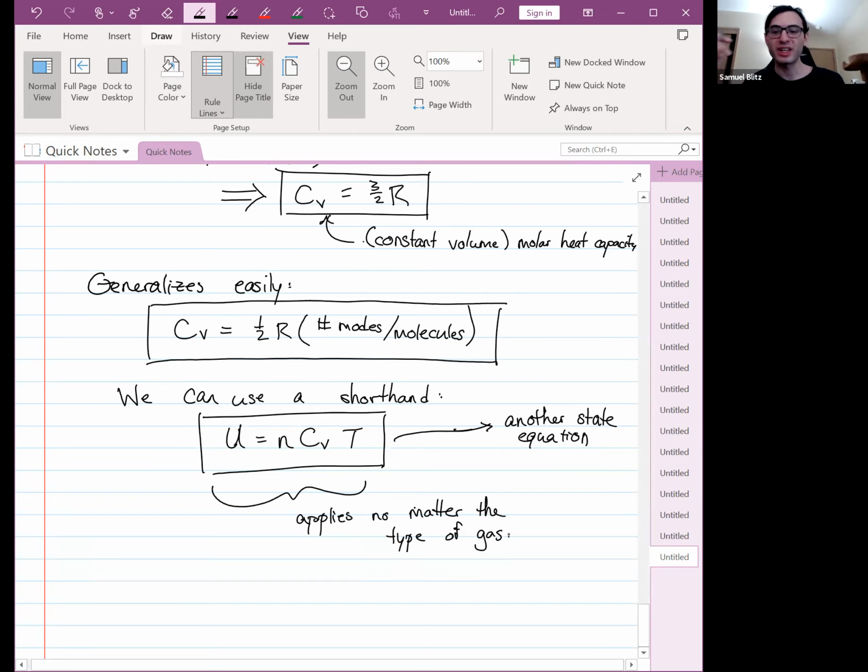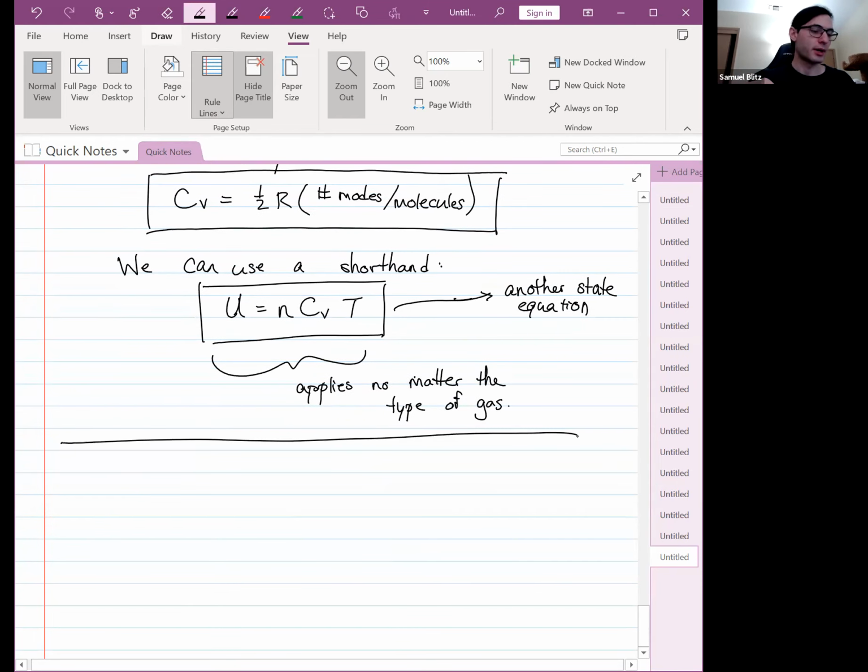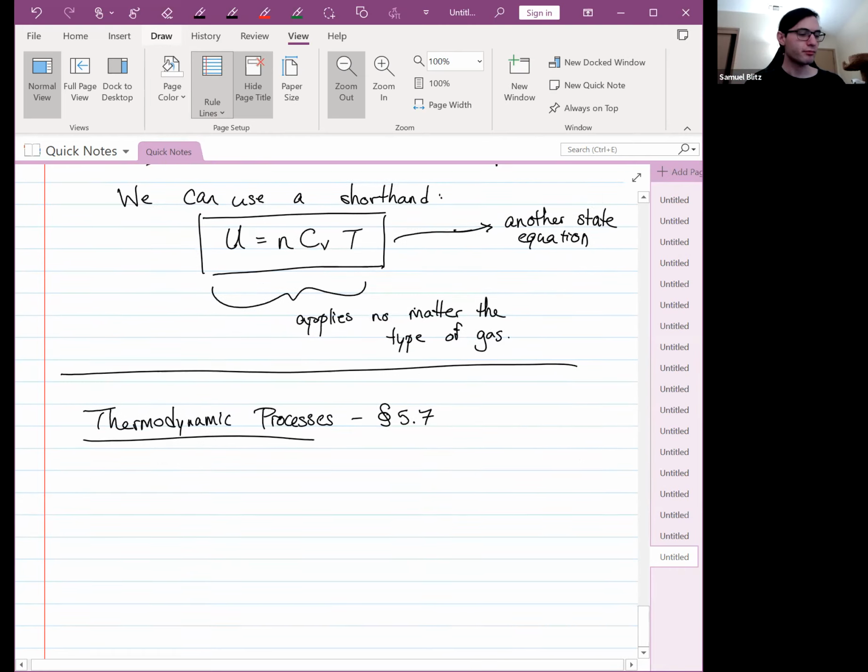So now let's think about how we use these. We can use these to study complicated processes. So we're going to slightly change gears here. We're going to talk about thermodynamic processes. And don't worry, we're not leaving behind what we just talked about, but I have a little bit more explaining to do before we can actually use them. This is section 5.7. By the way, at the end of that, there's an example problem that you guys should take a look at.